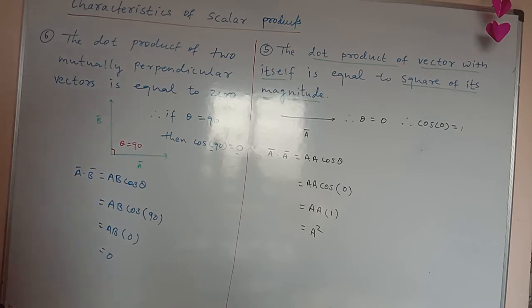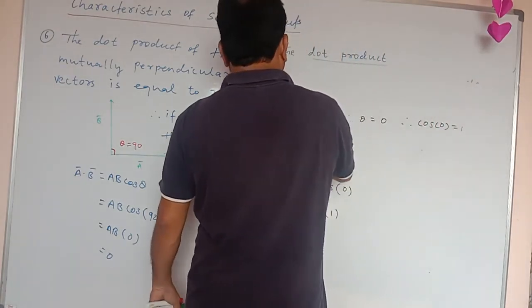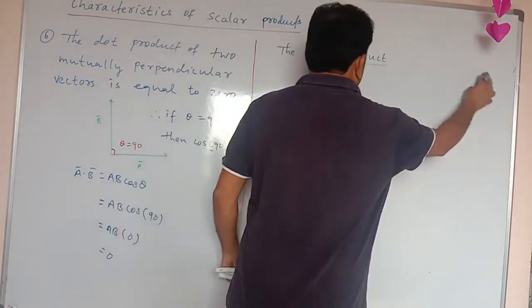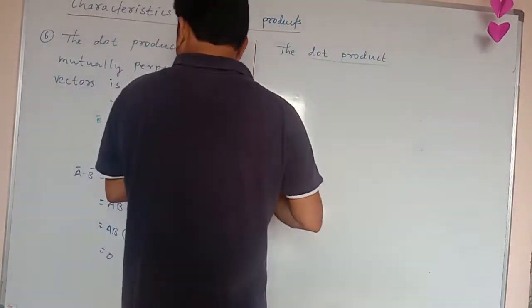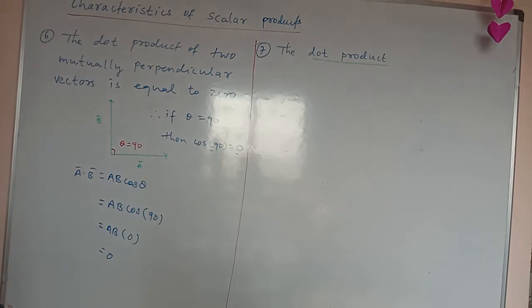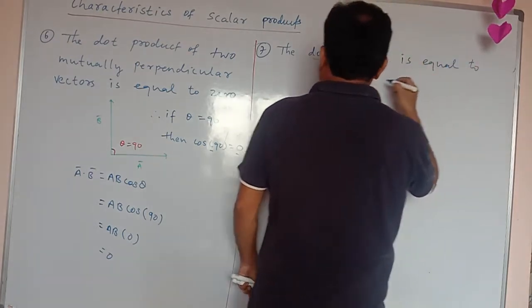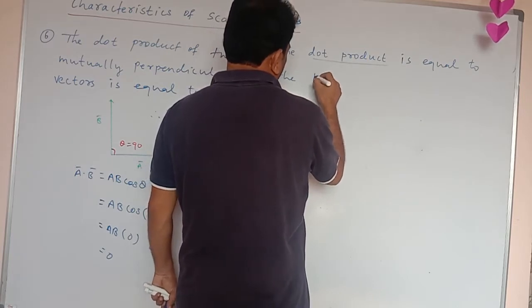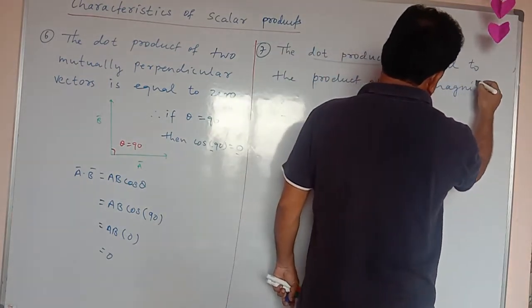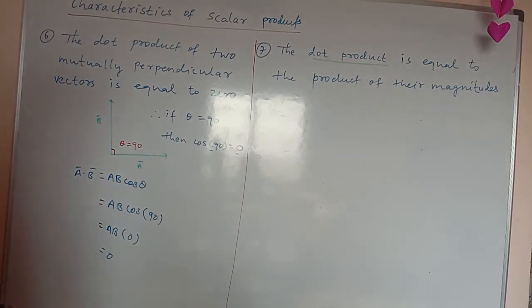Next characteristic: if the dot product is equal to the product of their magnitudes, then the two vectors are collinear vectors.